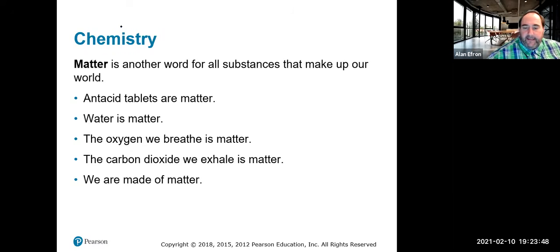So matter, again, is pretty much everything. And as we can see here, some examples of matter. Something could be an antacid tablet, which would have the solid state. Water is the liquid state. Oxygen is actually a gas. By the way, oxygen comes as O2. The way oxygen naturally comes is two oxygen atoms bonded together, like so. Hydrogen also comes that way. Hydrogen comes as a gas, as H2. Again, two hydrogen atoms bound together, and that's how they naturally come.